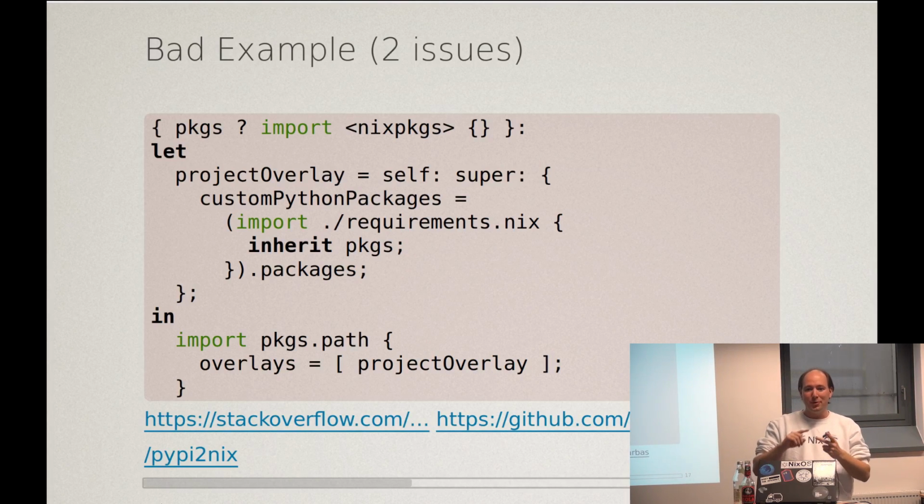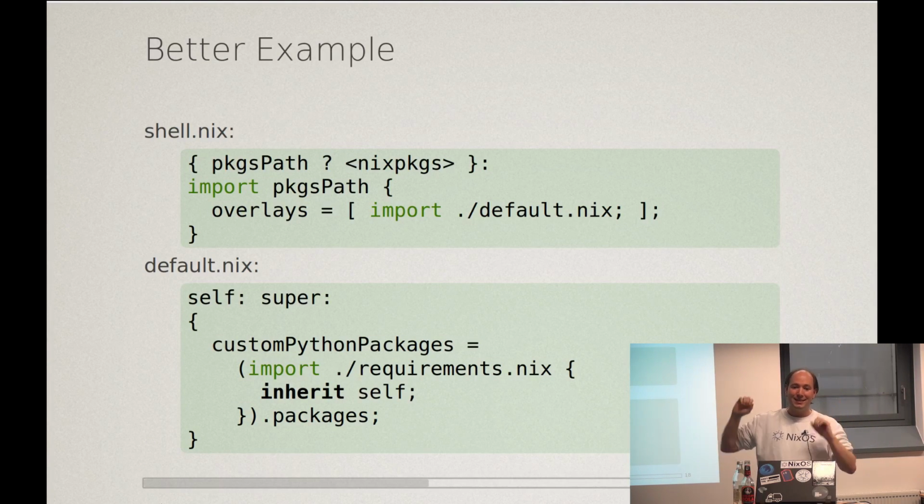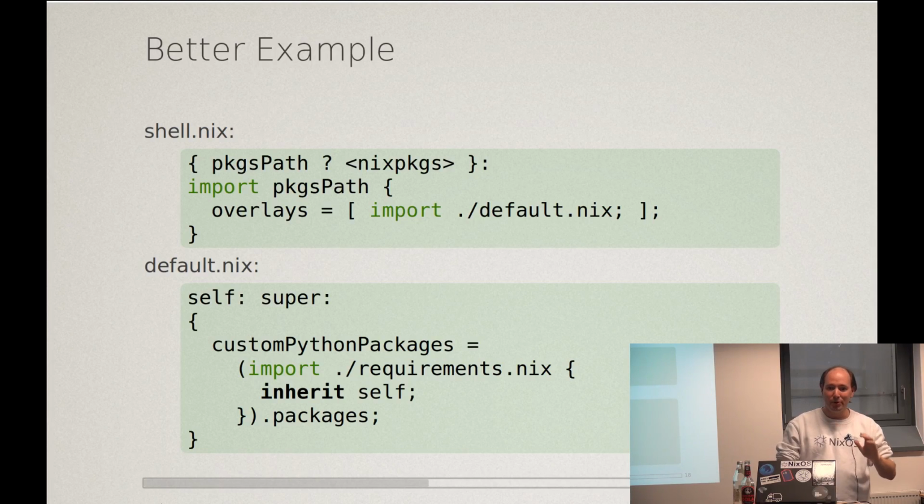So what you want here is basically first split it into 2 files. And then you want to remove the package and probably use self or super. So that's how it should look. You have one file which gets the path of Nix packages and only imports Nix packages once, if you want to do that. Then you have this overlay, which is probably a default.nix or whatever. And this overlay doesn't depend on packages, it depends on self or super, and gives that to the requirements.nix. And that's all. Split the files, it will be nicer and smaller in terms of code.